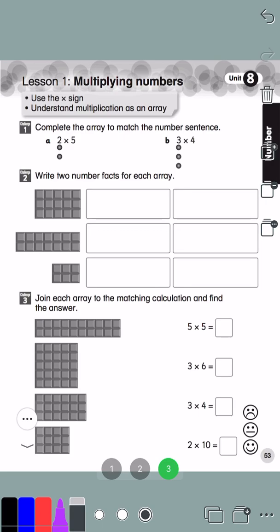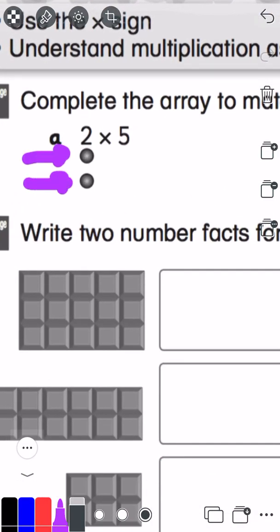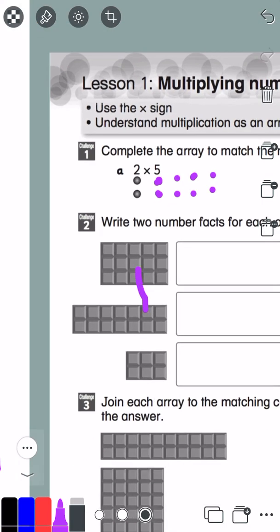Challenge 1. Complete the array to match the number sentence. So we're only drawing arrays. 2 rows, 1, 2. Now, what you have to draw is dots. How many twos? 5 twos. Here is the first 2 drawn. Now, this is the second 2, the third 2, the fourth 2. And the 2 must be above each other, okay? So this is the fifth 2. This is 2 times 5. Look, how many rows? 2. How many columns? 1, 2, 3, 4, 5.